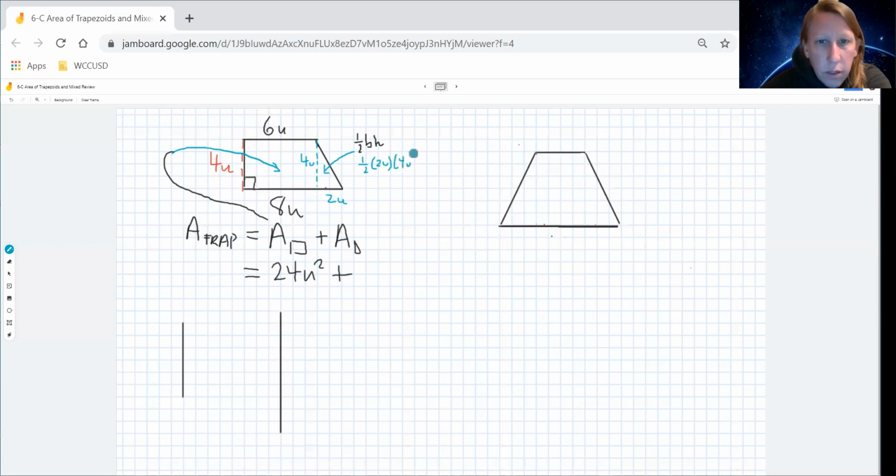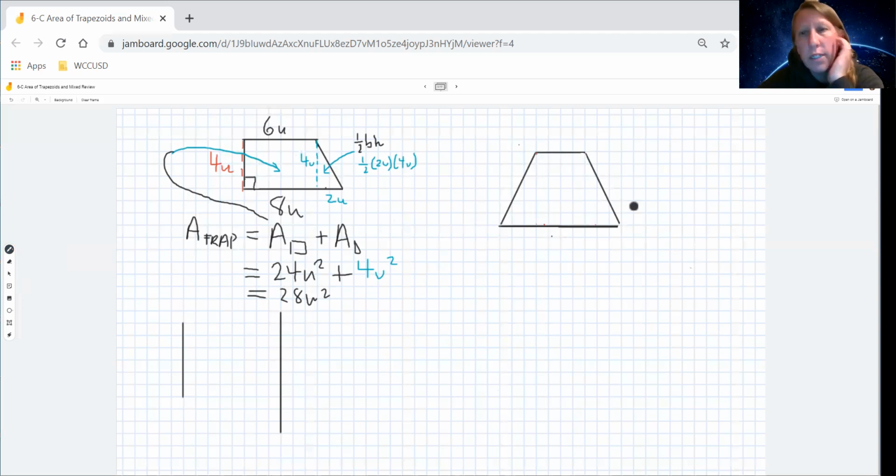This is a little review. So that's going to be 4 units squared. Okay, now we're going to add that together, and that will tell me the area of the trapezoid. 24 squares plus 4 more squares is a total of 28 units squared. So that's one method.